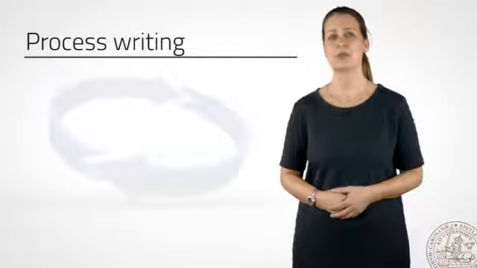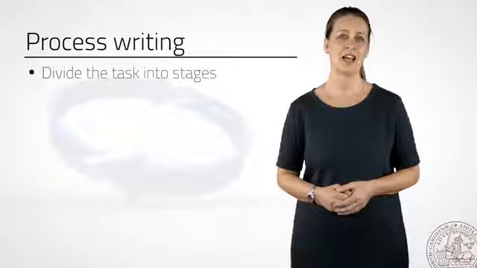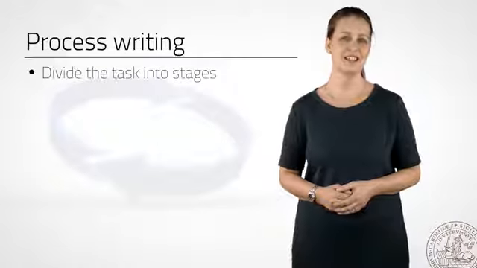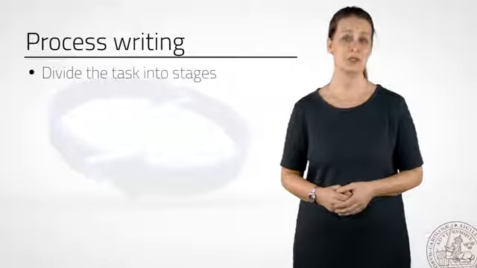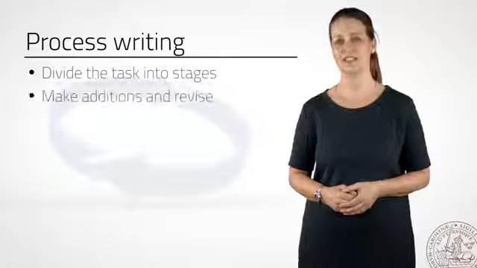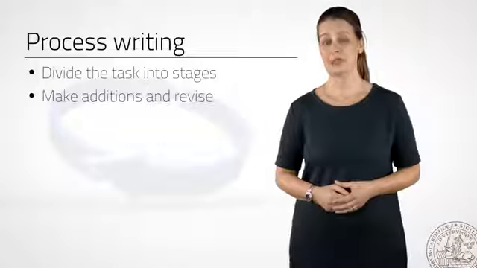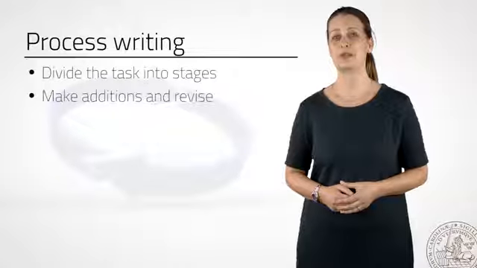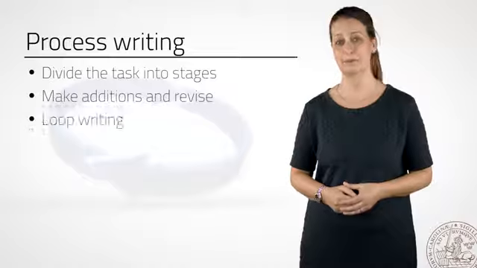Now, using a process-oriented approach means that you divide the task into different stages. And a good thing about this method is that as your text develops, you see that you need to return to previous stages to make additions and to revise your work. The fact that process writing makes you go back in order to rewrite for improvement is the reason why this method is sometimes described as loop writing.